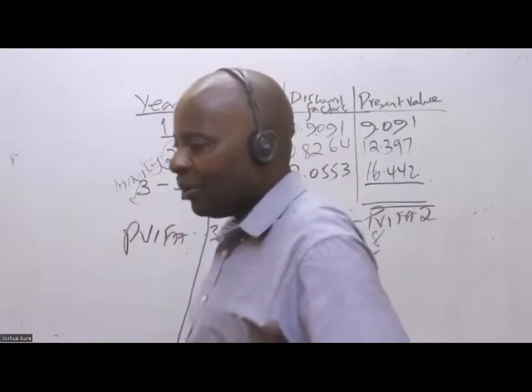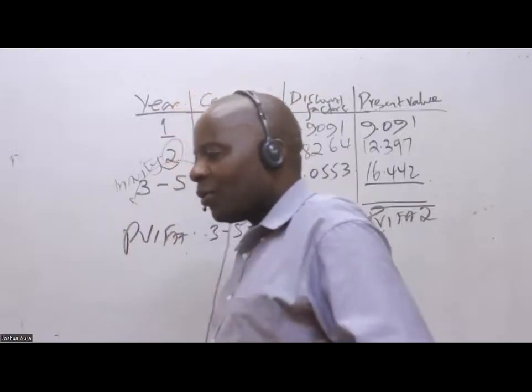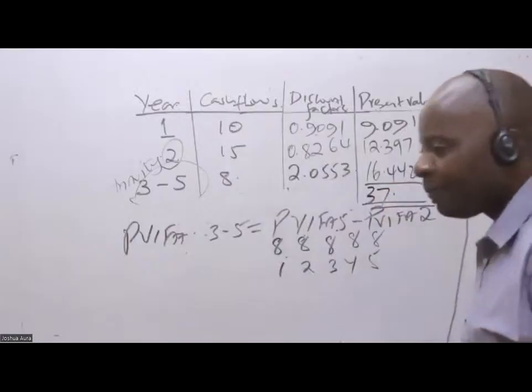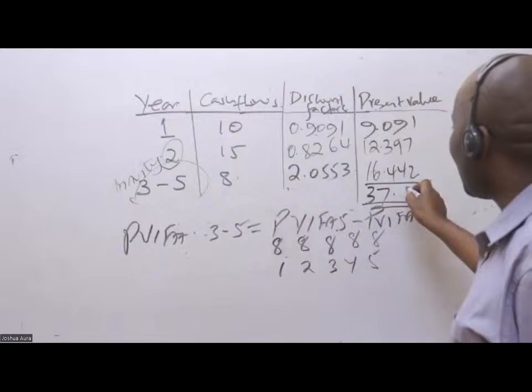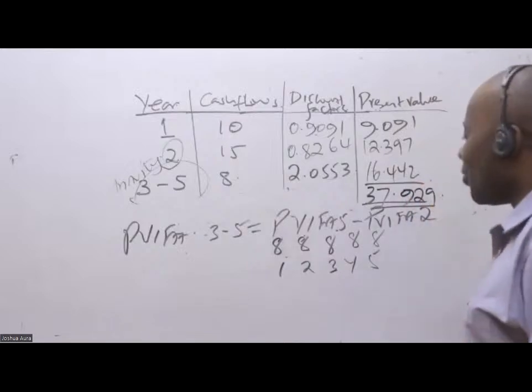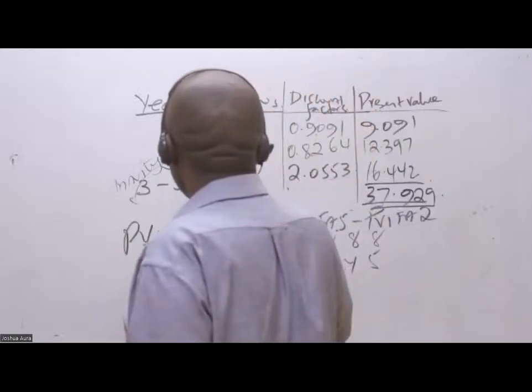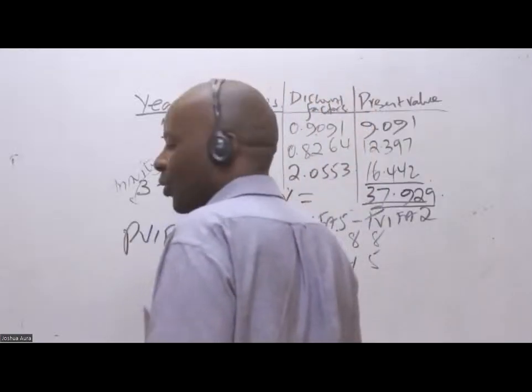My method is very good, Mary. Let's work with my method, all of us. Now we don't want to go to so many methods. 37.929, thank you so much. That is the total present value.